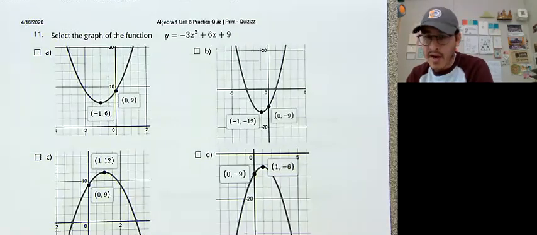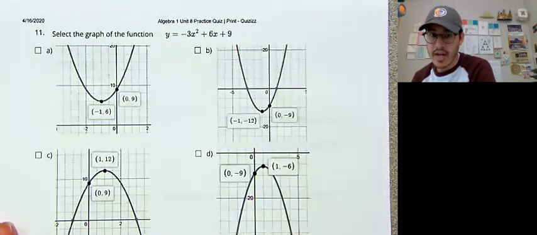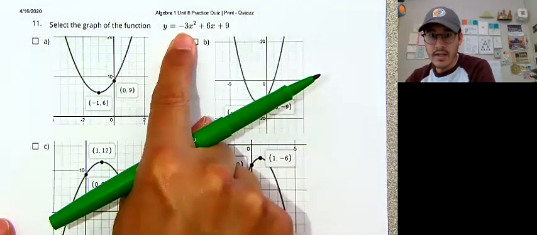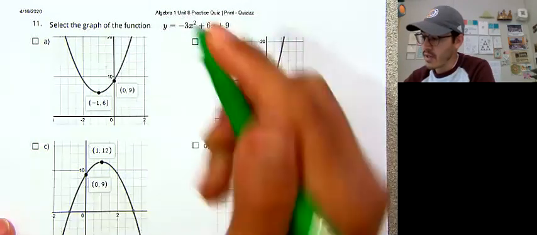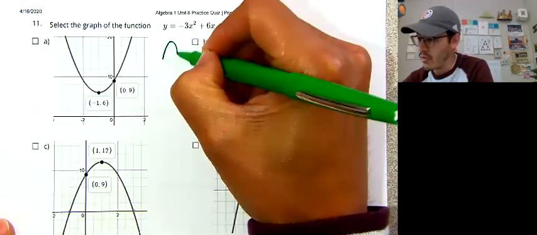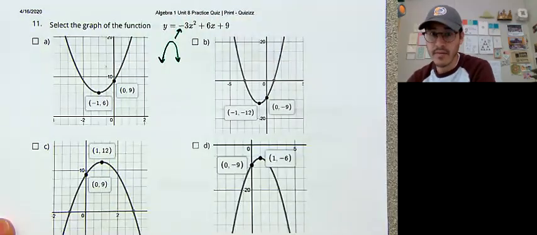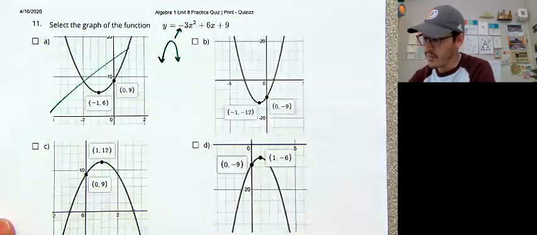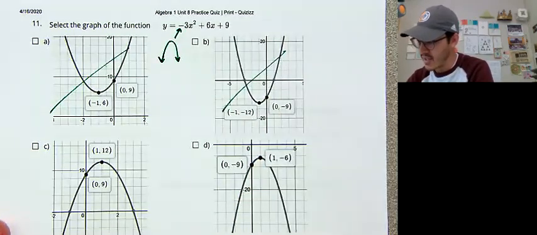11 looks like it's the same kind of question. We have a quadratic function, we have 4 different graphs, we just got to match it up. Same thing, the second degree term has a negative sign in front of it, so that means that the parabola will be opening down. That's what the negative sign tells us there. So it's not A, and it's not going to be B.